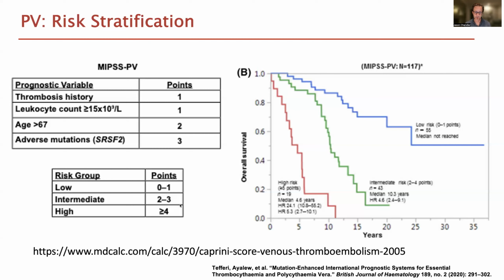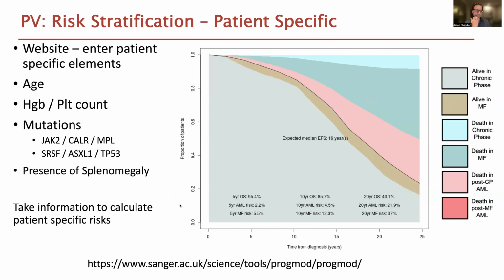And you can look at those curves. The low risk is going out to 25 years for 50%. So these patients are living a long time, practically dying of other things and not their P vera. So that calculator is available. This one is really interesting.